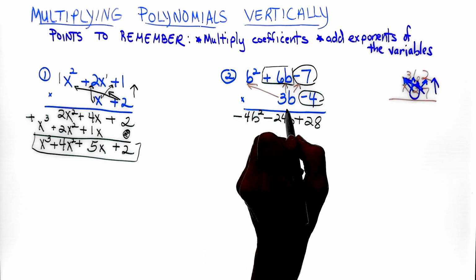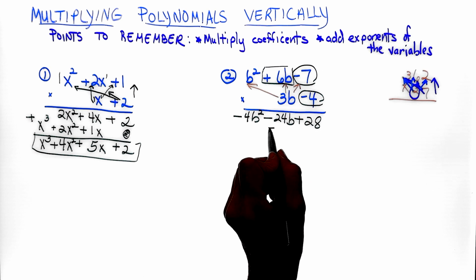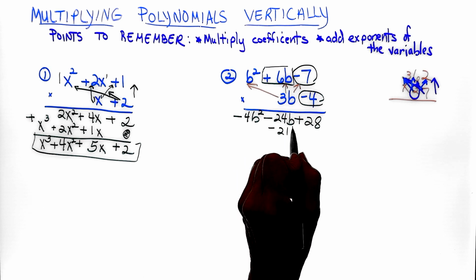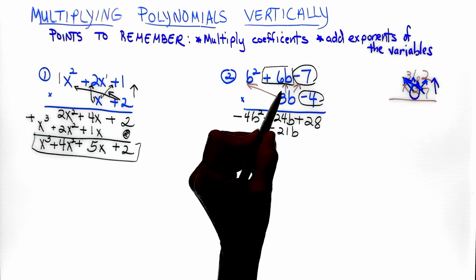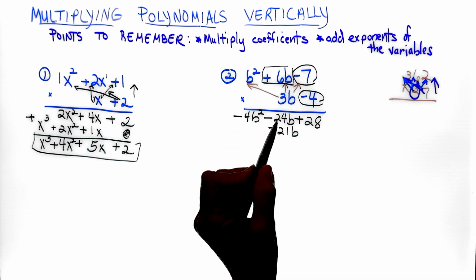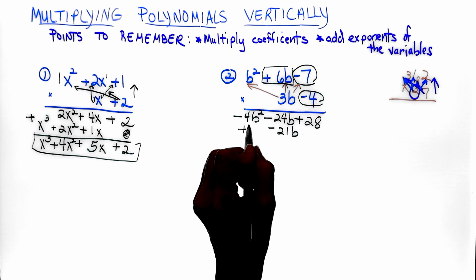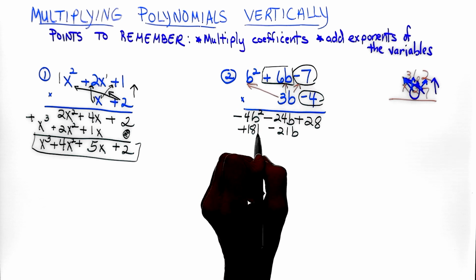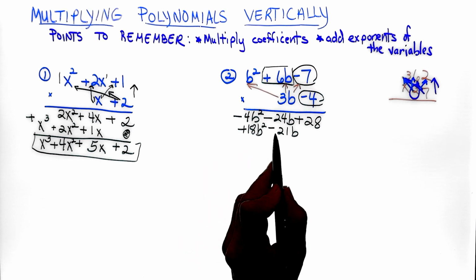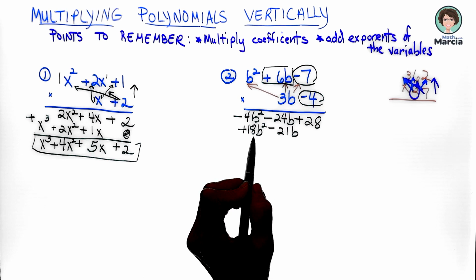So we have 3b times, again, that is a -7. So that is a -21b. We have 3b times 6b is going to be, notice positive, so it is positive 18. When we multiply, we add our exponents, b squared. So far I see my b's are in a column, my b squareds are in a column, life is good.